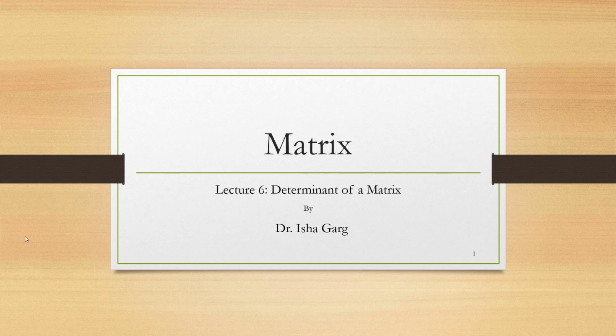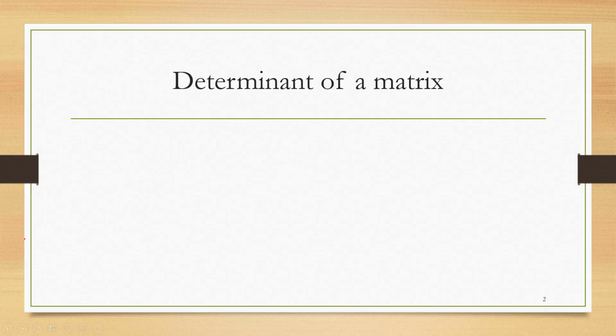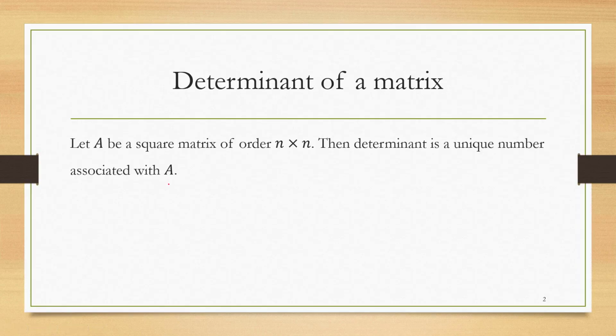So let's start with determinant. Determinant of a matrix, as I told earlier, is associated with a square matrix. So let's take a square matrix of order n cross n. Then determinant is a unique number associated with this A. It is denoted as determinant A. Do not take it as absolute value. It is not absolute value. It's determinant A or det A.